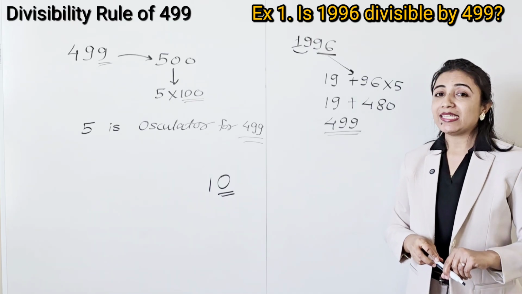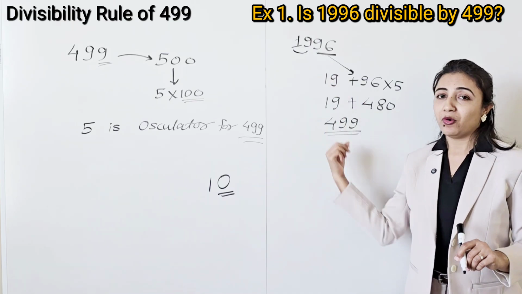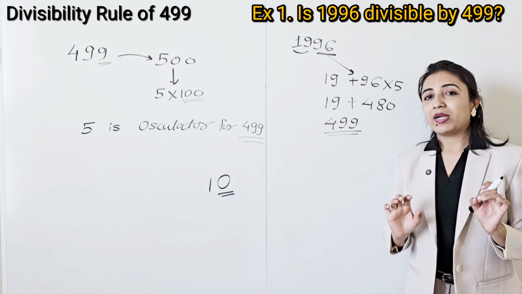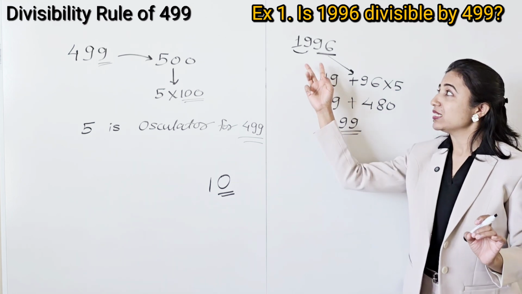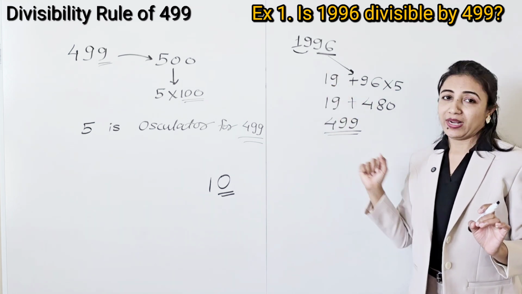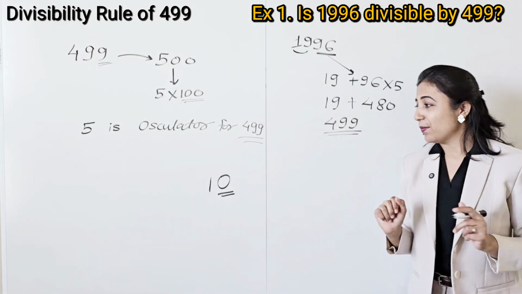You can use the calculator and try to divide this number by 499. You will get the complete answer without a decimal point, which means it is completely divisible by 499. Let's take another example.